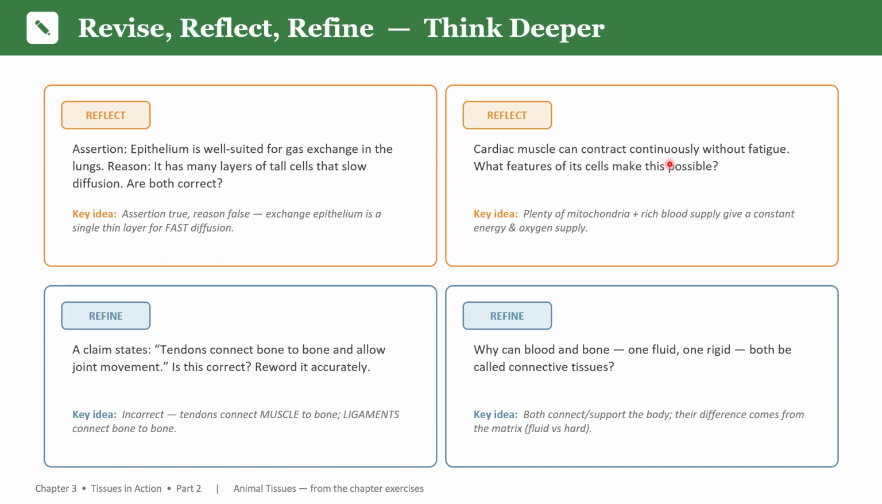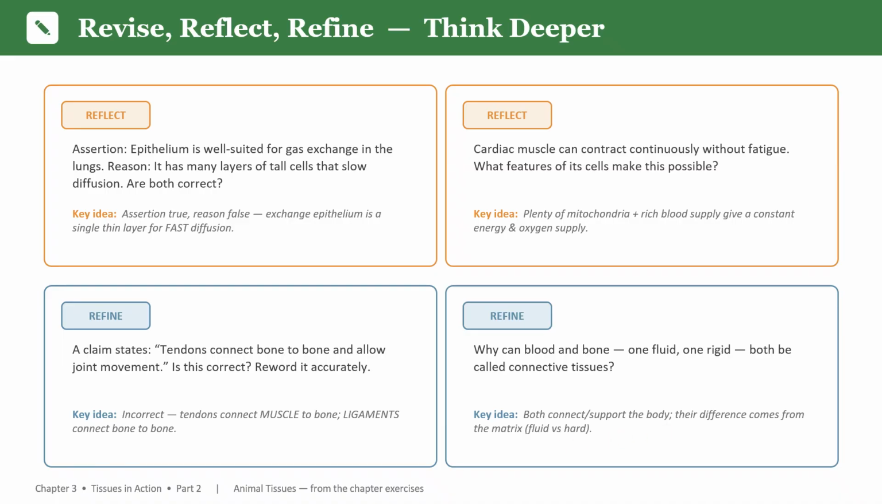And cardiac muscles can contract continuously without fatigue. What features of its cells make this possible? Because it has plenty of mitochondria, and a rich blood supply gives it a constant energy and oxygen supply. And then, tendons connect bone to bone and allow joint movement. Is this correct? No, right? Ligaments do, so it is incorrect. Tendons connect muscle to bones and ligaments connect bone to bone. Why can blood and bone, one fluid, one rigid, both be called connective tissue? Because both connect or support the body, and the difference comes from the matrix, the fluid part.